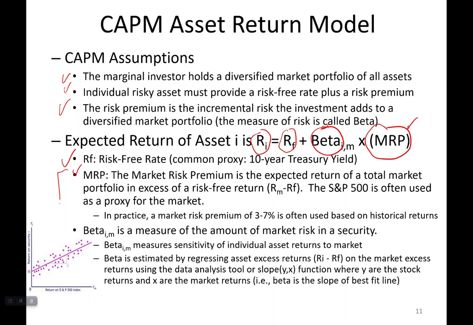Now, we ideally would like a forward-looking market risk premium, not just what it did over the past, but in the future. So you have to estimate the market risk premium. In practice, I've seen market risk premiums in the 3 to 7% range, which is kind of scary because that's a big difference, between 3 and 7%. But we'll talk about where to get some of those values. Now, how do I get the beta? Beta is the sensitivity of any individual stock, say Capital One stock, to the market. So again, the assumption of CAPM is the investor holds a diversified market portfolio, say the S&P 500.